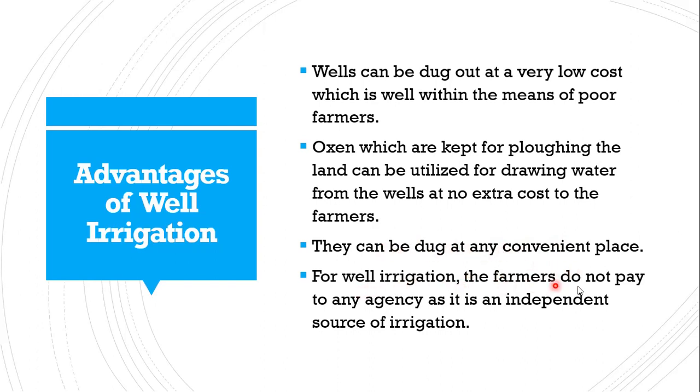For well irrigation, the farmers do not pay any agency. Generally for canal irrigation we have to pay, there is a meter charge, a water meter. But well irrigation is an independent way of doing irrigation, so the farmers need not pay any money to any agency. So all these are advantages of well irrigation.